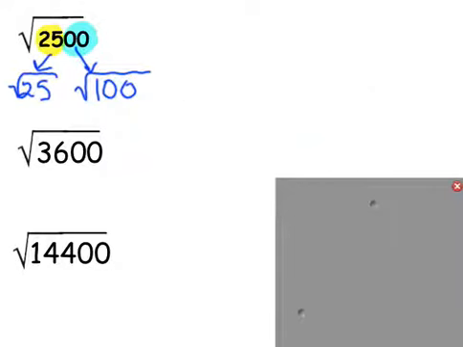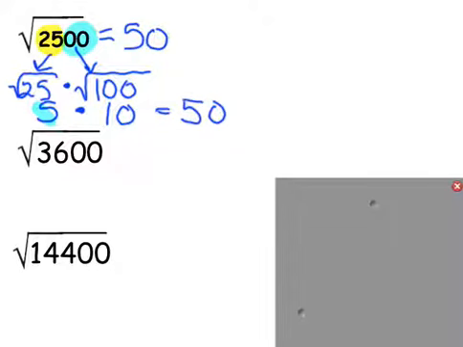So this is what we're going to do. We're going to take the square root of 25, which is 5. And we're going to take the square root of 100, which is 10. And since I told you that we times these two numbers to get back to that number, we're going to do the same thing. We're going to times these two numbers. So 5 times 10 is 50. 50 is the square root of 2,500.